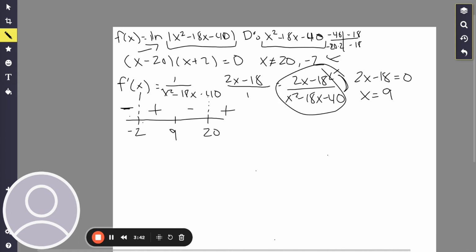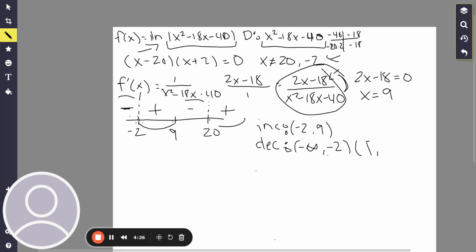So now we have almost everything. First we're going to do our increasing and decreasing intervals. The function is increasing when there's a positive in between, so here and here and here and here, and it's decreasing when there's a negative in between. So we're just going to go left to right. It's decreasing from negative infinity to negative 2. And then it is increasing from negative 2 to 9. It decreases again from 9 to 20. And then it increases again from 20 to infinity.